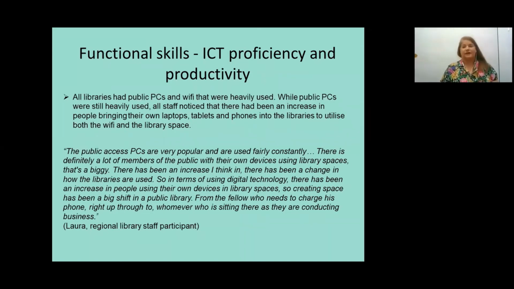All library staff expressed a concern about some people in their communities not having the necessary digital skills to function in everyday tasks. All libraries had PCs and Wi-Fi that were heavily used, and staff had noticed that there was an increase in people bringing their own devices into the library space to both use the space and the Wi-Fi. Laura from a regional library shared that this had caused a change in how the library was used, and providing adequate spaces such as charge points was becoming increasingly important.